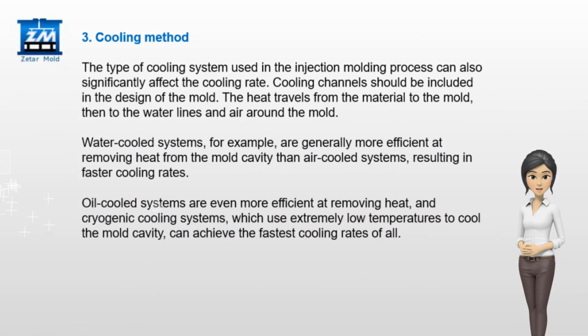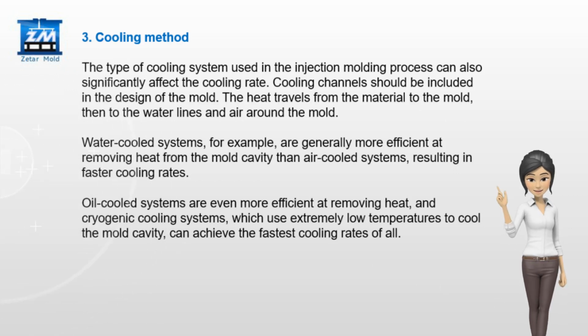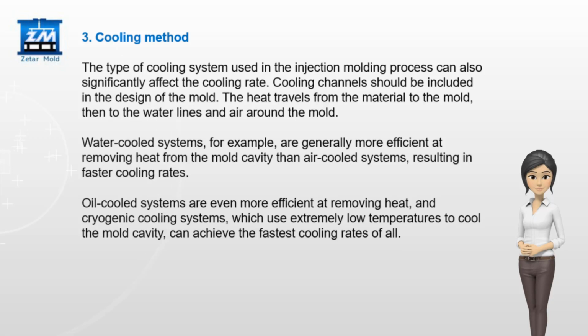Cooling method. The type of cooling system used in the injection molding process can also significantly affect the cooling rate. Cooling channels should be included in the design of the mold. The heat travels from the material to the mold, then to the water lines and air around the mold. Water-cooled systems, for example, are generally more efficient at removing heat from the mold cavity than air-cooled systems, resulting in faster cooling rates. Oil-cooled systems are even more efficient at removing heat. And cryogenic cooling systems, which use extremely low temperatures to cool the mold cavity, can achieve the fastest cooling rates of all.